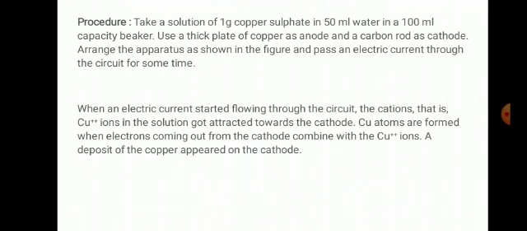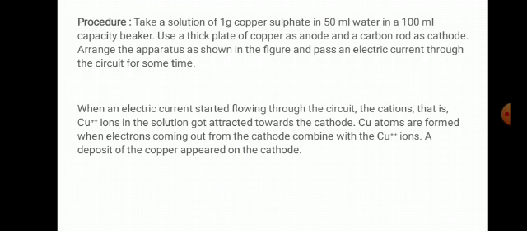When an electric current started flowing through the circuit, the cations, that is copper 2 plus ions in the solution, got attracted towards the cathode. Copper atoms are formed when electrons coming out from the cathode combine with the copper 2 plus ions. A deposit of copper appeared on the cathode.